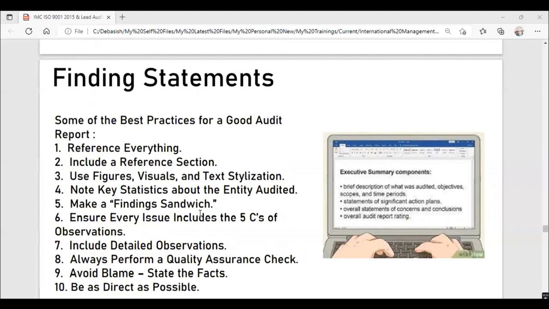Avoid blame, state the facts, because I have told you earlier, audit procedure is a fact-finding exercise, not a fault-finding exercise. And finally, be as direct as possible.